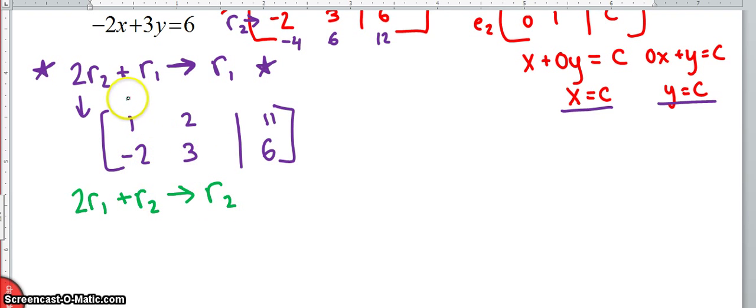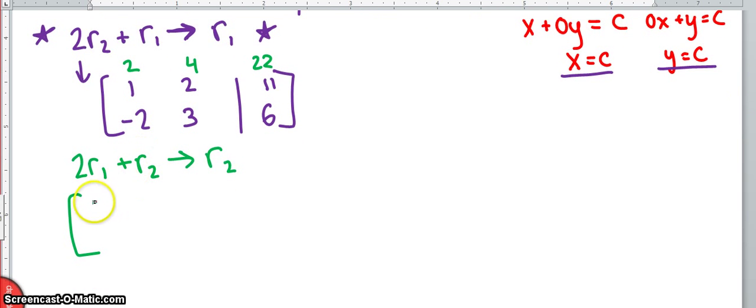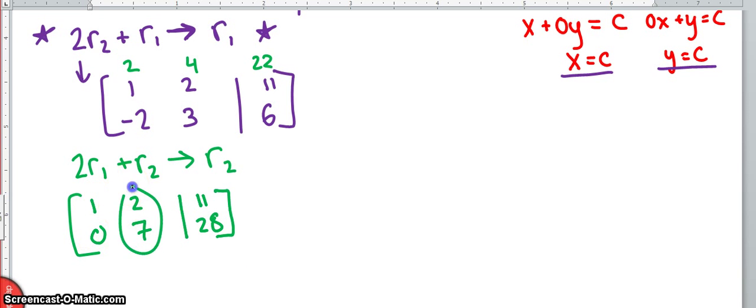Okay, so 2 times R1 would give us the row 2, 4, and 22. Now if we add that to R2, we're going to get a new matrix, and that matrix is going to look like, well, row 1 is staying the same because we're not changing row 1 at this time, but row 2 is going to be 0, 4 and 3 is 7, 22 and 6 is 28. So now we have a 1, a 0, and we just need to change this row to have a 0 and a 1, and you can do this in any order you choose.